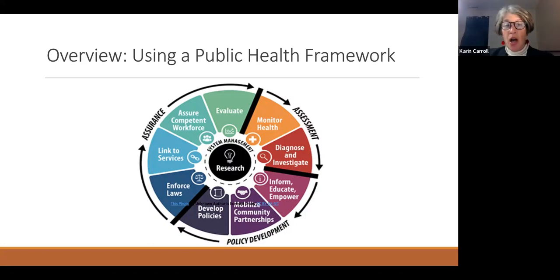Because it's such a complex issue, we use a public health framework to try to begin to break down the issue and have a starting point and a way to continually evaluate the work we're doing and to see if we're meeting the needs. So the first part of any public health framework is the assessment phase, where we monitor the health, we look at the data, we diagnose and investigate.